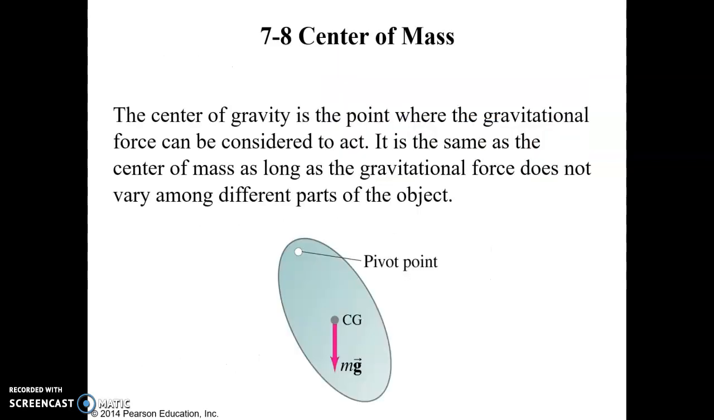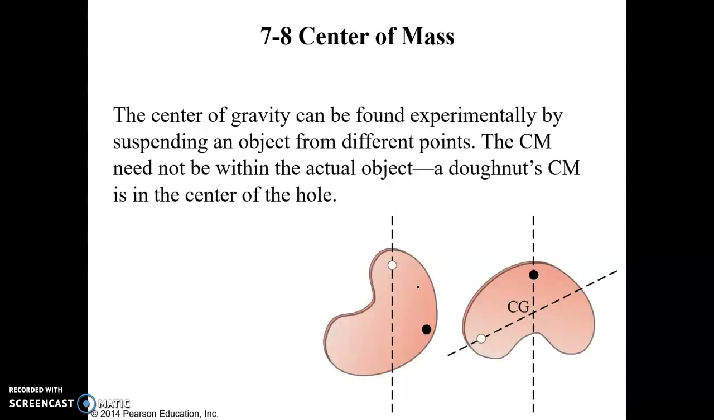Now, for other more irregularly shaped objects, it's not as easy mathematically to find the center of gravity, but it can be done experimentally. So if we had a flat object, like a piece of paper or cardboard, and it had some irregular shape, and we wanted to find the center of mass, if we suspended the object from various points along its perimeter and allowed gravity to pull it down, it would do so in such a way that the center of gravity is in line with that point that it's being suspended from.